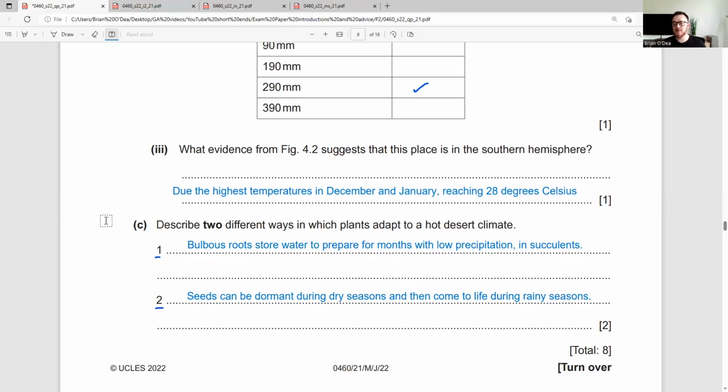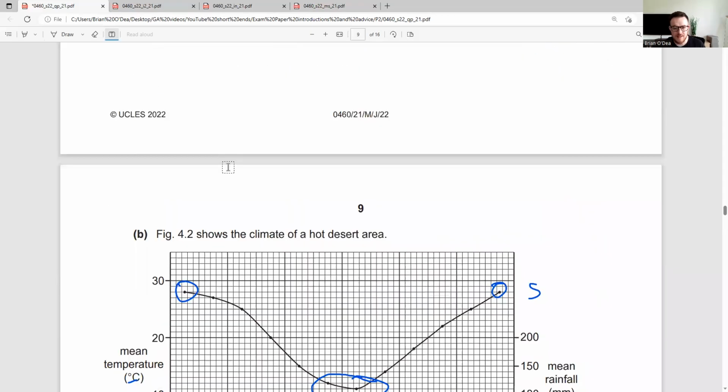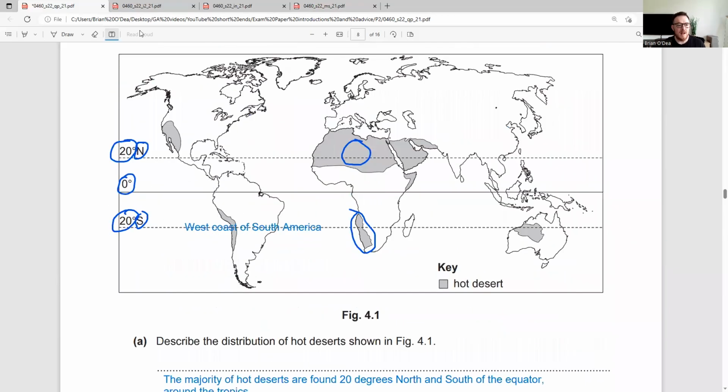Now, in paper one, this could be very different. They could look for the name of a desert, they could look for the type of plant and that. So this is a bit more straightforward, as they're just two different ways that plants have adapted to a hot desert climate. Okay, so that's 8 marks there. As far as I can tell, you've picked up most of them here.